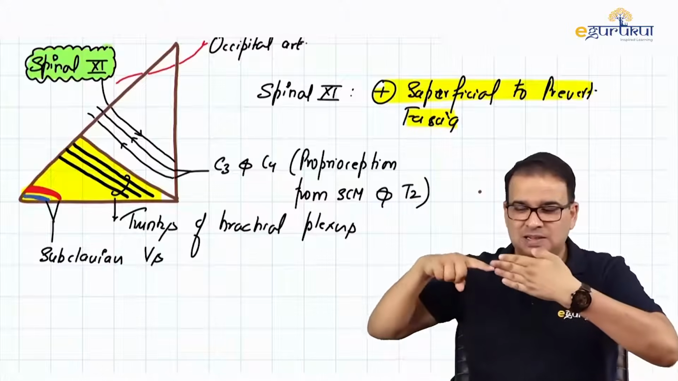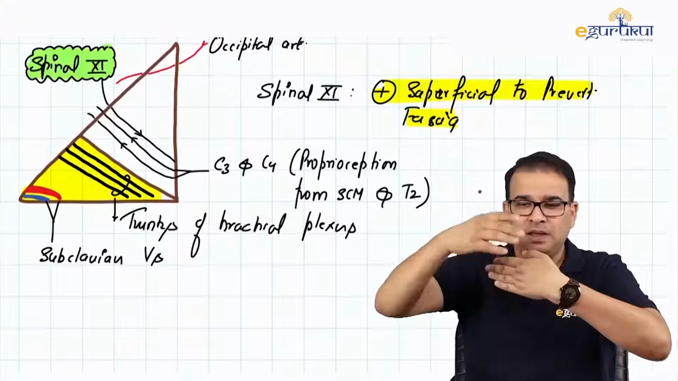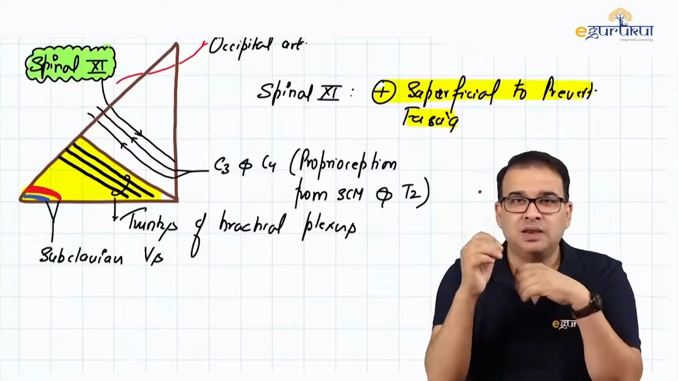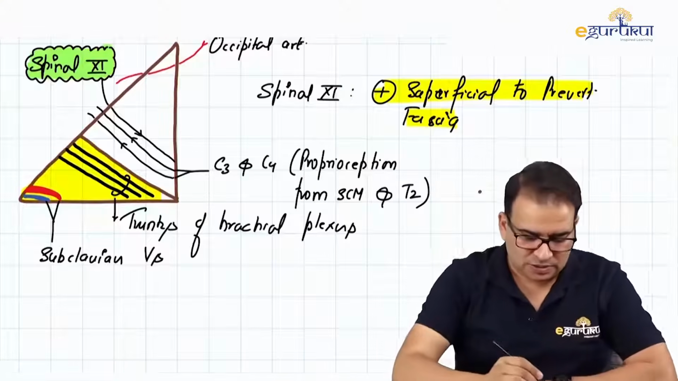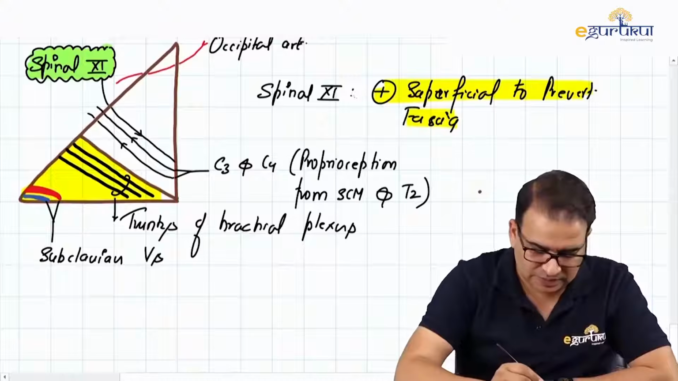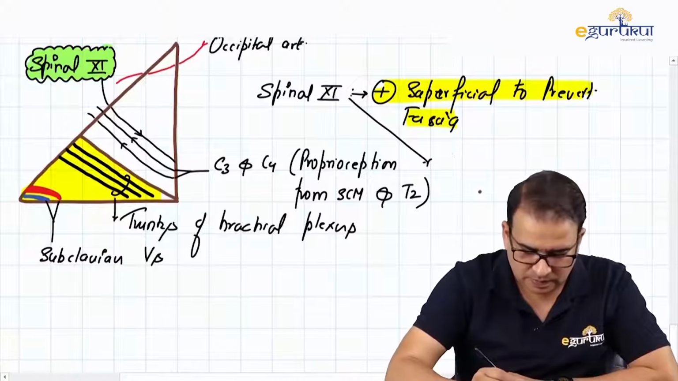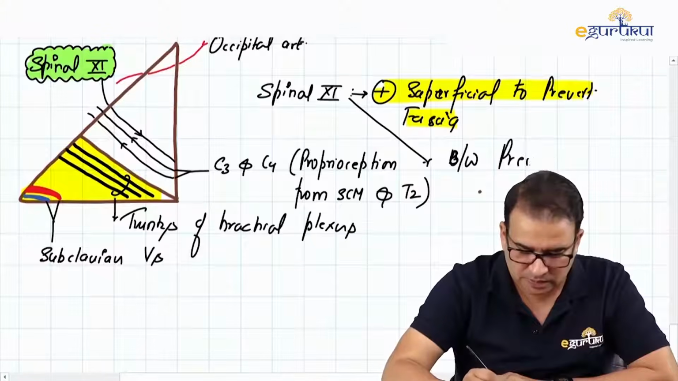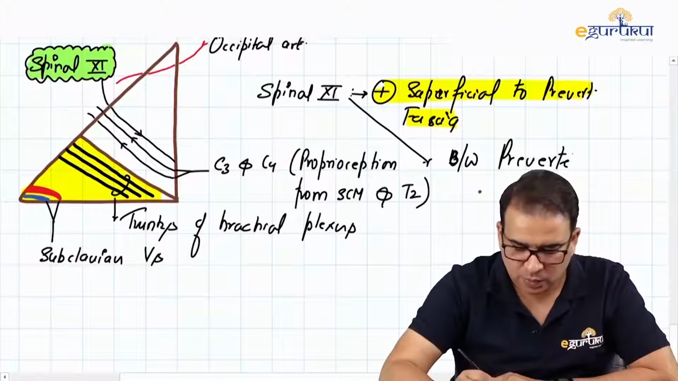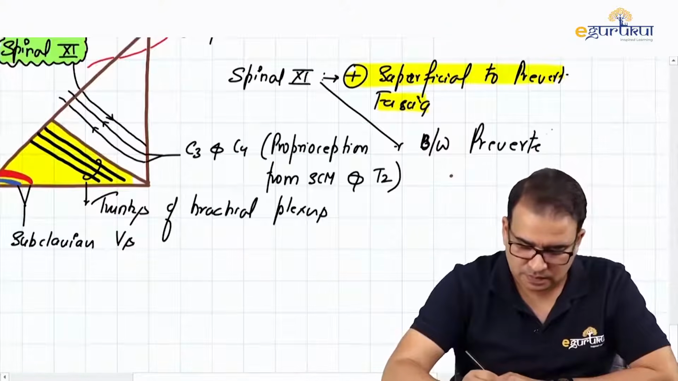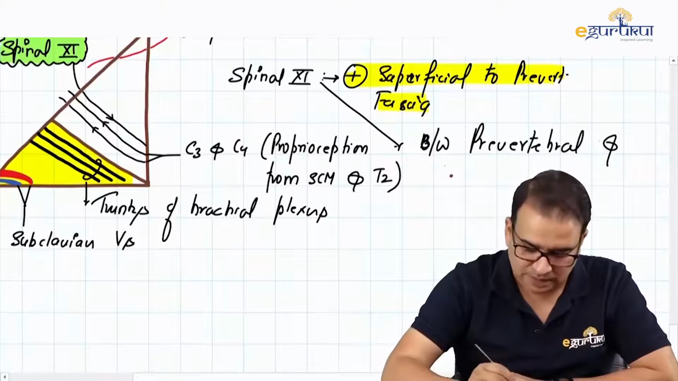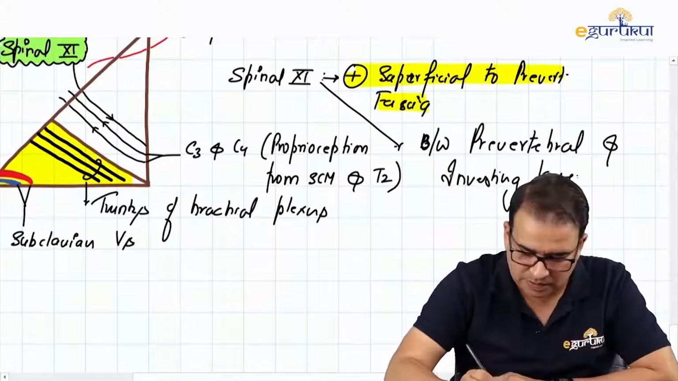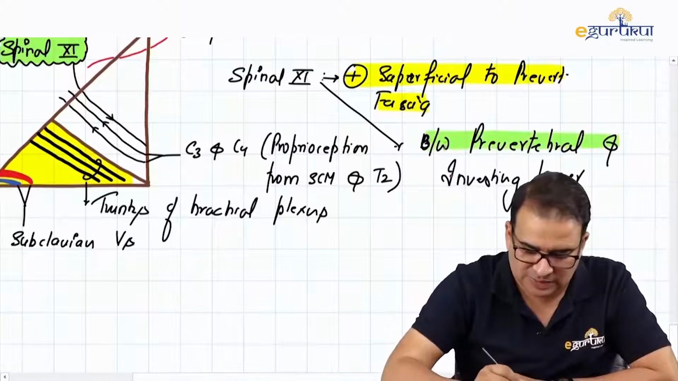So in a way, the spinal accessory nerve is superficial to the prevertebral fascia, but because it is going deep to sternocleidomastoid and trapezius, it is also deep to what fascia? The investing layer. So another important point about the spinal accessory nerve is that in the neck it is situated between the prevertebral and investing layers. Prevertebral and investing. That's the second important piece of information about the spinal accessory nerve.